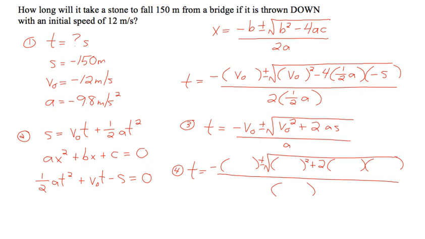So my VO is negative 12. So I'm going to put in negative 12 right there, and negative 12 right there. My A is negative 9.8 meters per second squared. So I'm going to put in negative 9.8 meters per second squared there, and there. And notice I'm not just putting the number, I'm putting the unit, because this answer has to come out in seconds, because that's what time is in. So the units should all cancel out and I should get seconds. Now my S is negative 150. So I'm going to put in negative 150.